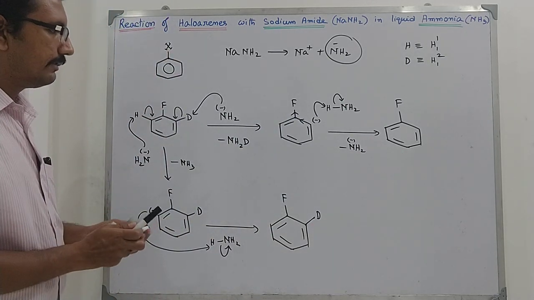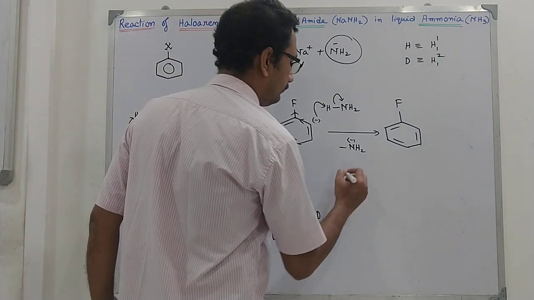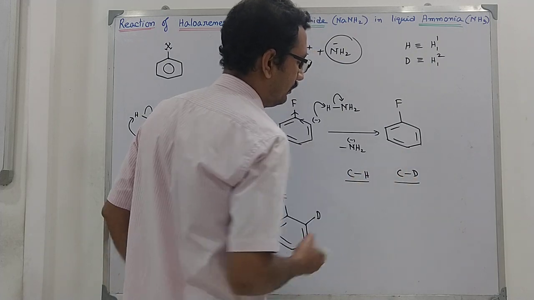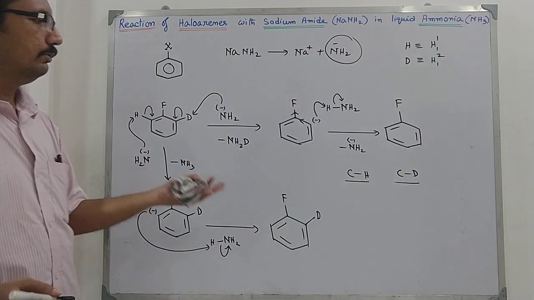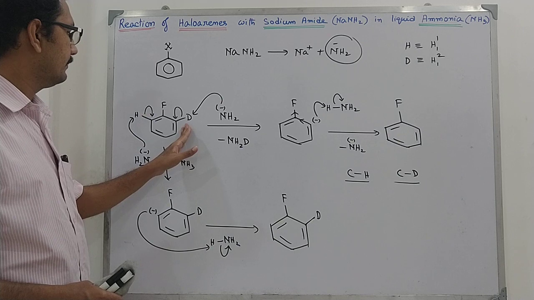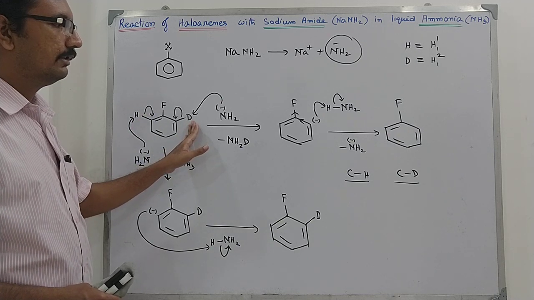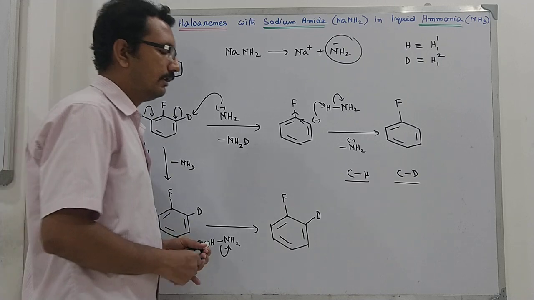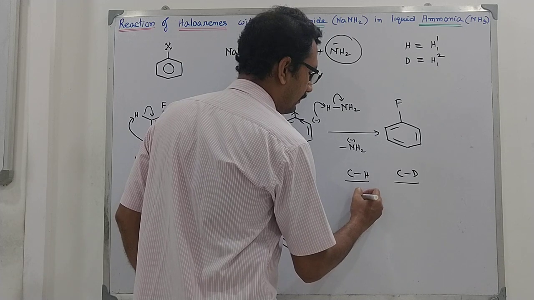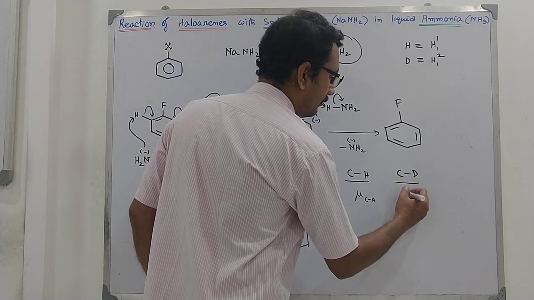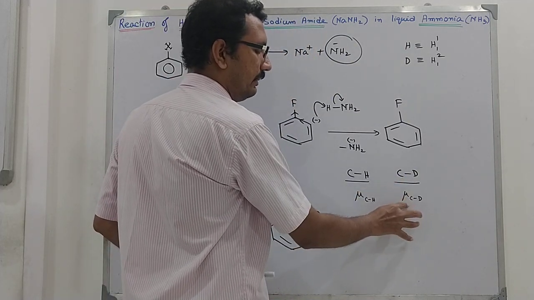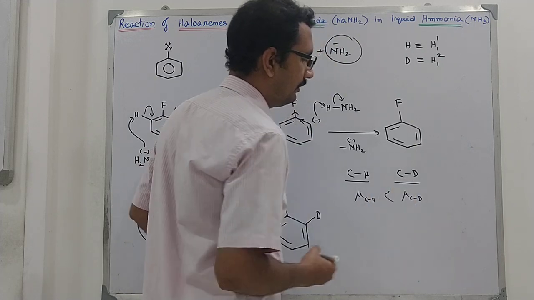Now about the kinetic aspects, you see, between the CH bond and CD bond, which one is more prone to dissociate? That is, extraction of which proton is easier, this one or the heavier one? That is my question. So for this you have to look into the reduced mass of these two bonds. Now this is heavier, so it will be associated with a greater reduced mass.